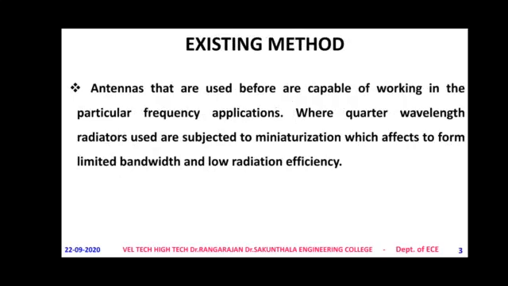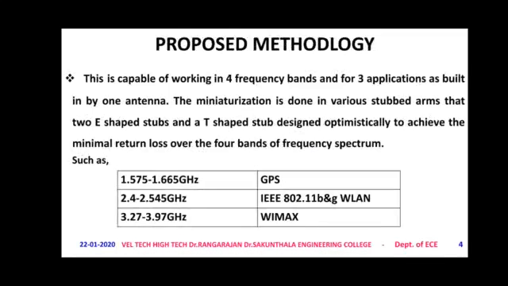Existing method. Antennas used before are capable of working in particular frequencies, where quarter wavelength radiators used are subjected to miniaturization which affects the form, giving limited bandwidth and low radiation efficiency. Proposed method. This is capable of working in 4 frequency bands for 3 applications built in a single antenna. The miniaturization is done with various stubs, armed 2 E-shaped stub antenna and T-shaped design. The minimum return loss over the 4 band frequency spectrum such as GPS 1.5 GHz to 1.6 GHz, WLAN 2.4 GHz to 2.5 GHz, WiMAX 3.27 GHz to 3.97 GHz.